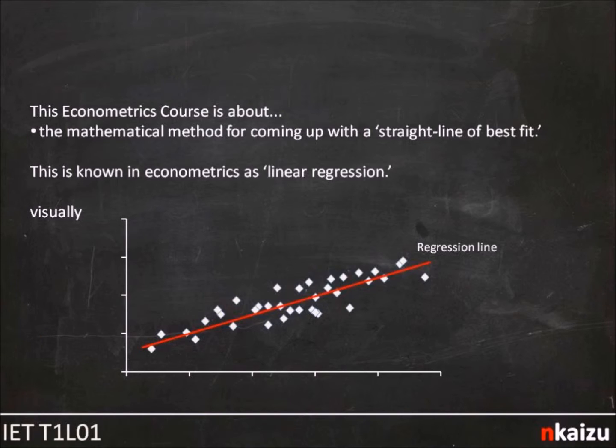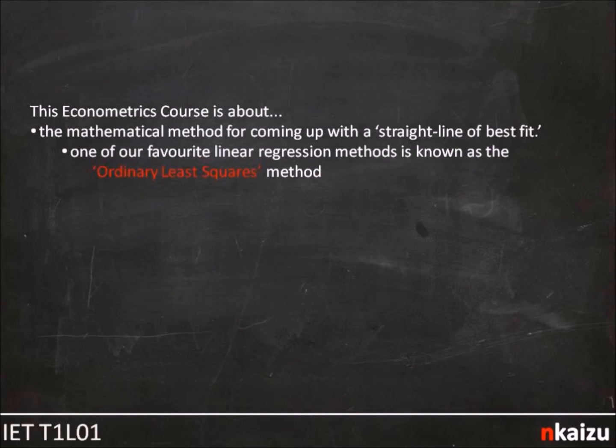Why is it called linear regression? Well, the linear bit refers to the fact that it's a straight line, and the regression bit refers to the idea of going from lots of information and all this data to a simple line. It turns out that, for reasons that will soon become clear, one of our favorite methods for coming up with a straight line of best fit, or one of our favorite linear regression methods, is called the ordinary least squares method. This is often abbreviated to OLS for short.